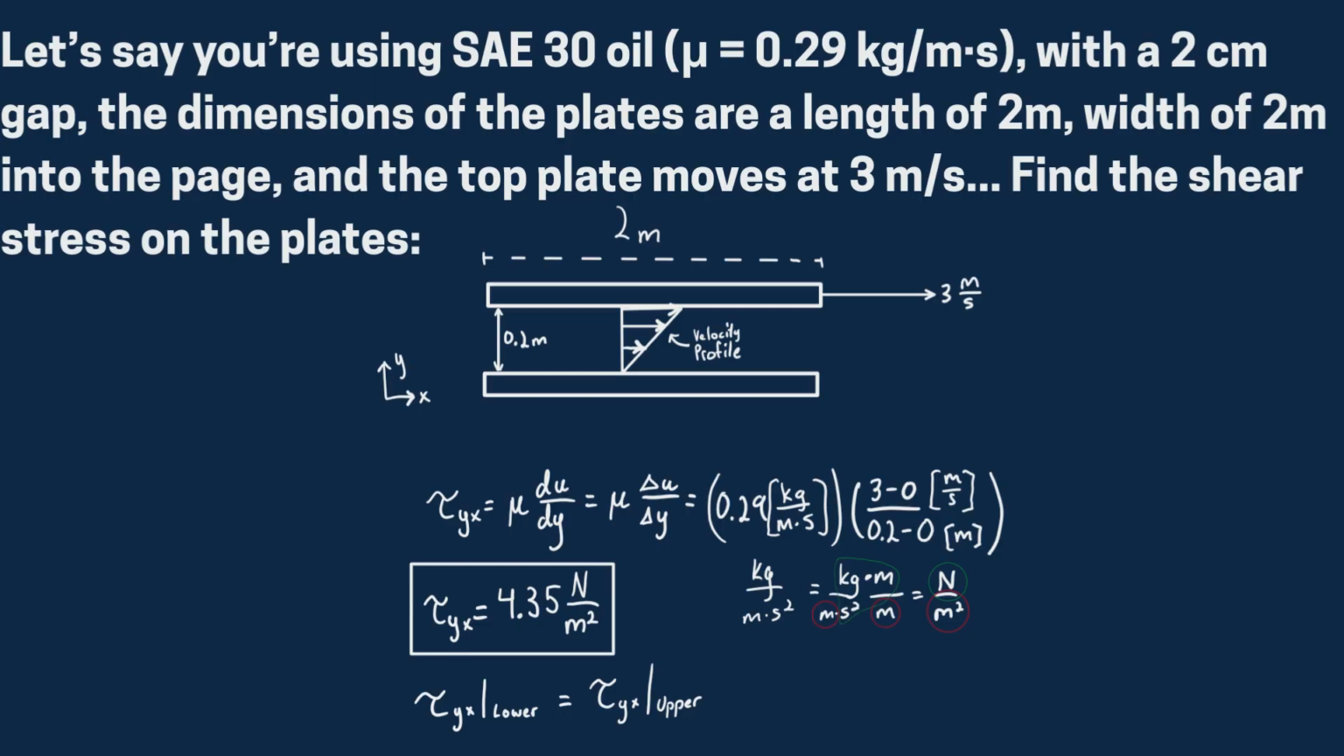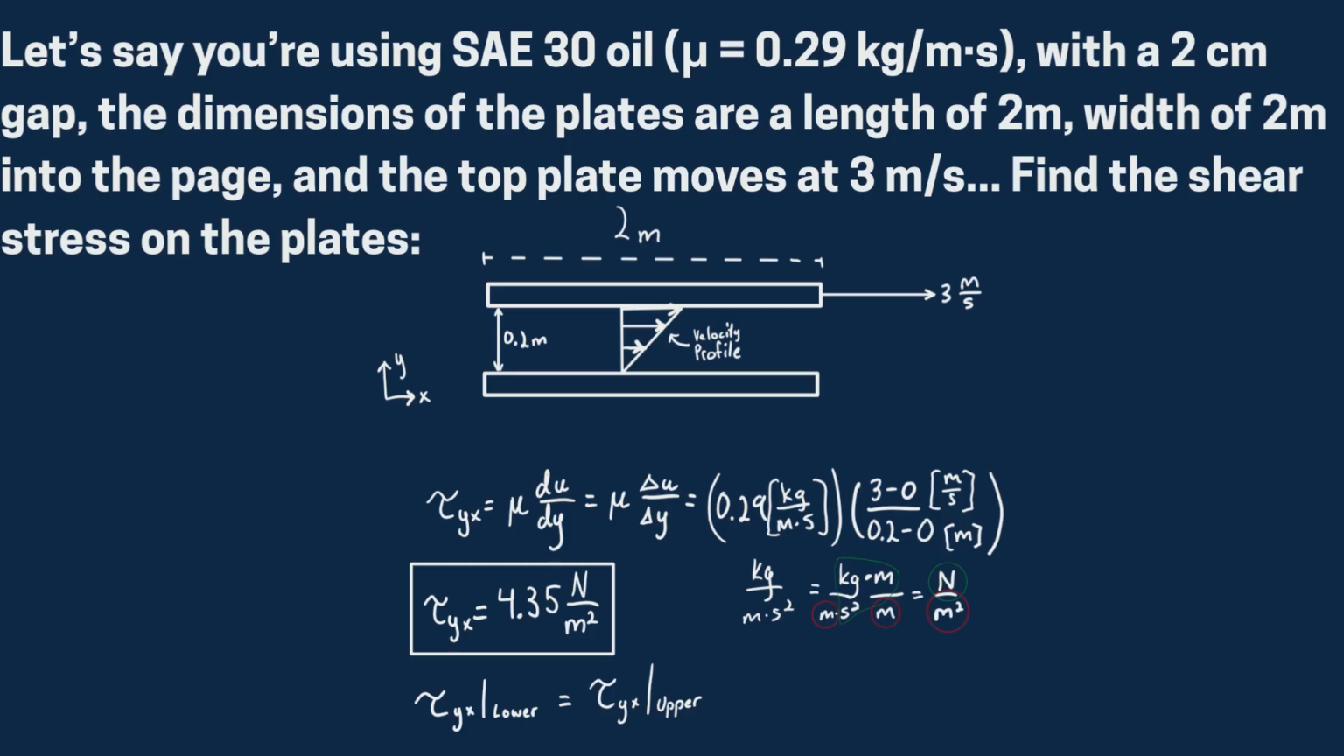We are given a flow which has a dynamic viscosity of 0.29 kilograms over meters second, a depth of 2 centimeters, and both plates containing a length and width of 2 meters. We are given that the top plate is moving at a velocity of 3 meters per second and the bottom plate is stationary. Using the previous equations, we could find the shear stress. We first notice that our only boundary conditions are the no-slip conditions at the surfaces. This allows us to assume a linear velocity profile.